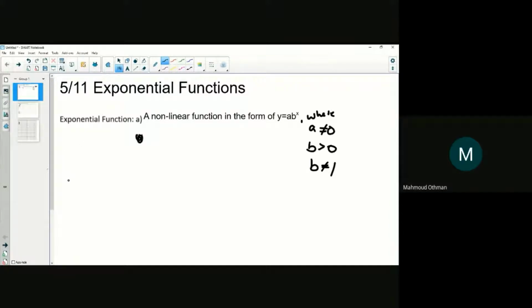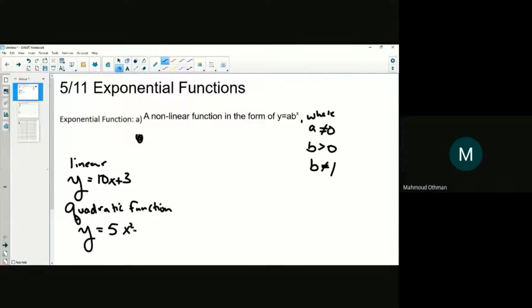This is going to be new functions compared to ones you may have seen in the past, such as linear functions. So you've seen linear functions in the form of y equals 10x plus 3. And some of you may have seen quadratic functions, which are functions in the form of y equals 5x squared plus 6x minus 7. Those are the type of things that are quadratic functions.